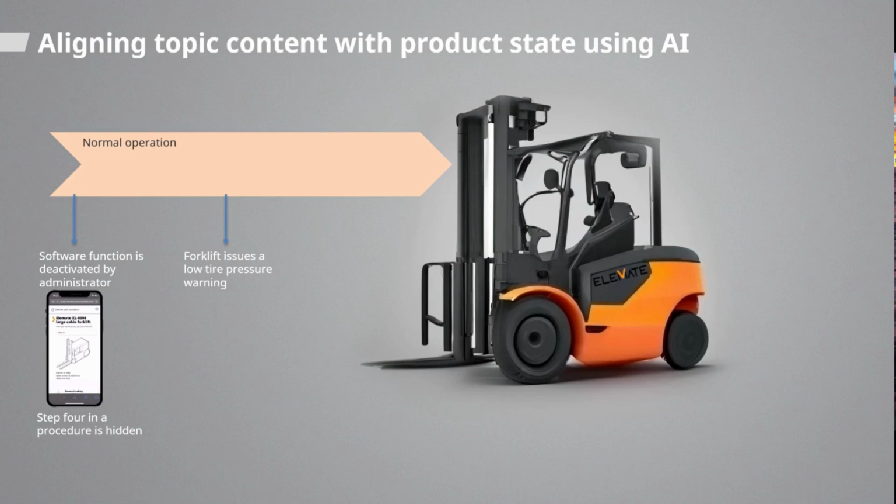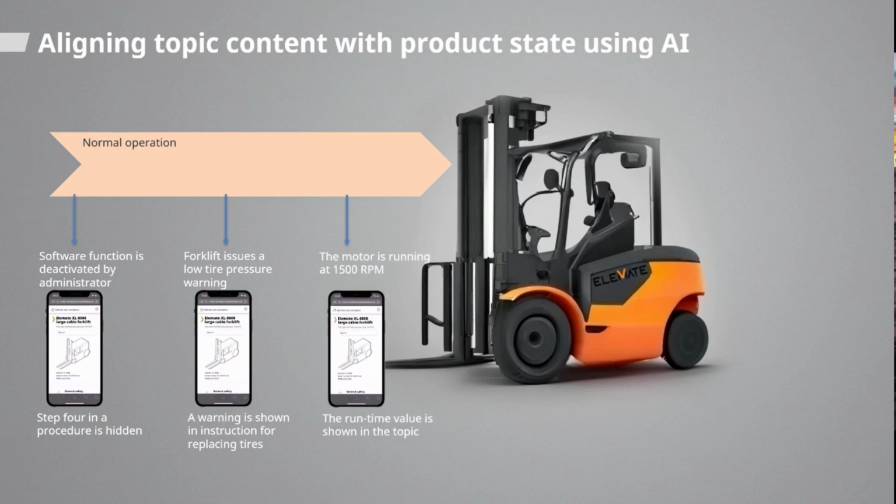So let's say that there's a low tire pressure. Instead of saying, if there is a low tire pressure, do this, it says, there is a low tire pressure, do this. And we can also present runtime values such as the speed of an engine. We're also exploring using AI to regenerate content based on the knowledge about the product state as such. So AI is used as a tool in various parts of the process to achieve certain things, where it's relevant to use AI as a tool. This is something that we are exploring.